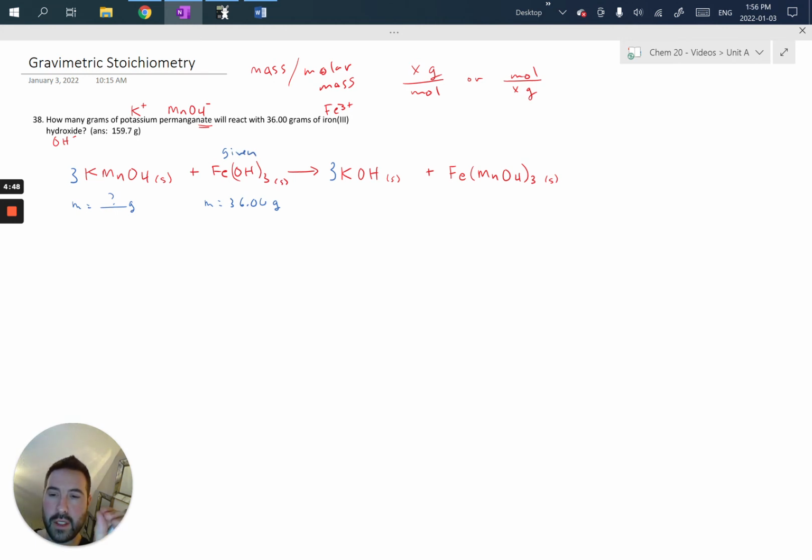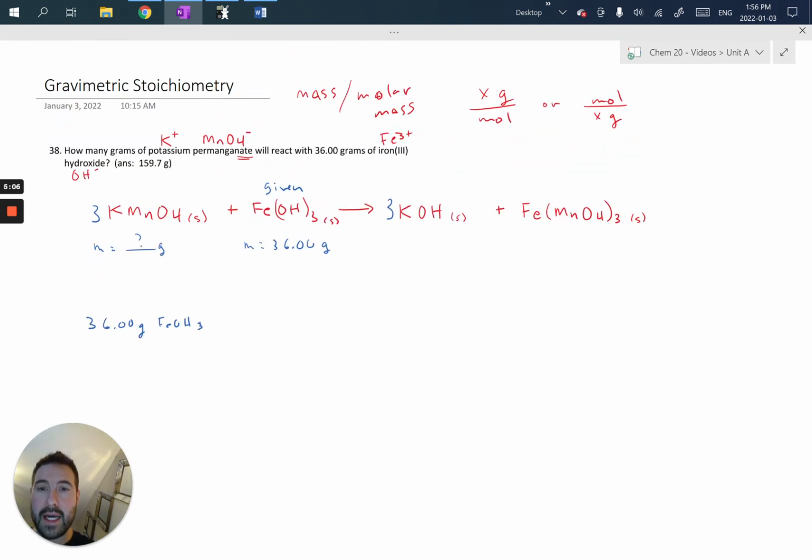And you never want to start out with a rate or a conversion factor as your unit. You want to start out with something that has just a single measurement, a single unit. So in this case, I'm going to start out with that 36.00 grams of my FeOH3, and I need to convert that to moles. How do I do that? Well, I'm going to need the molar mass.